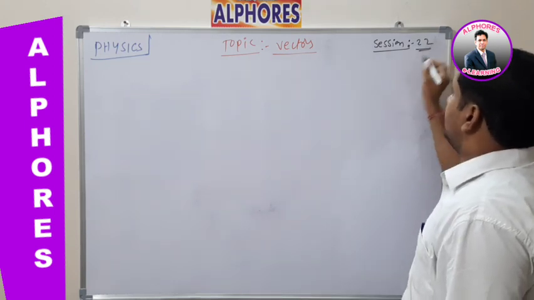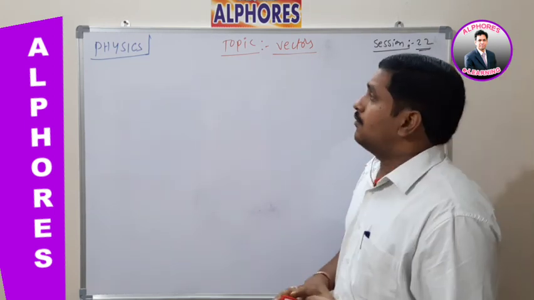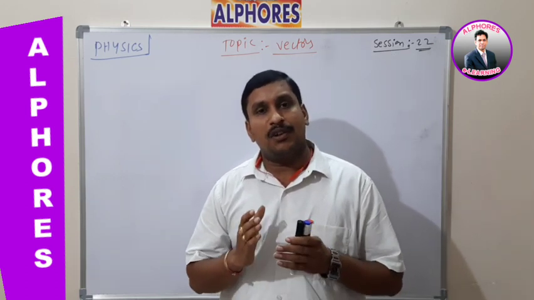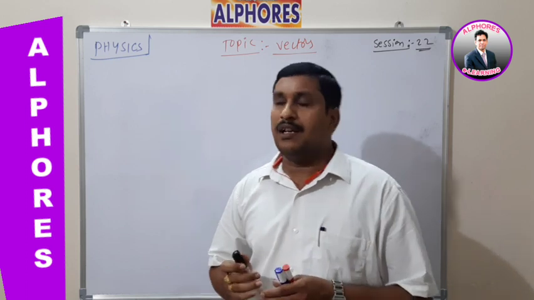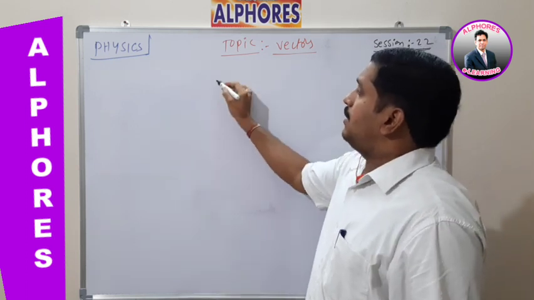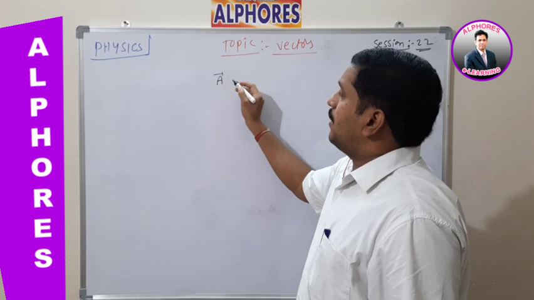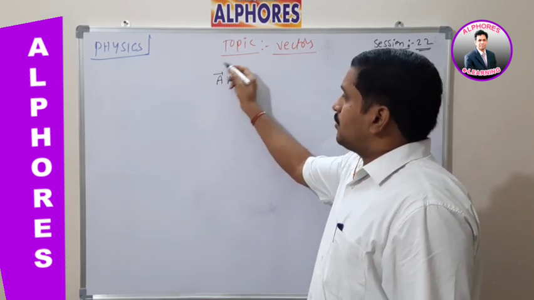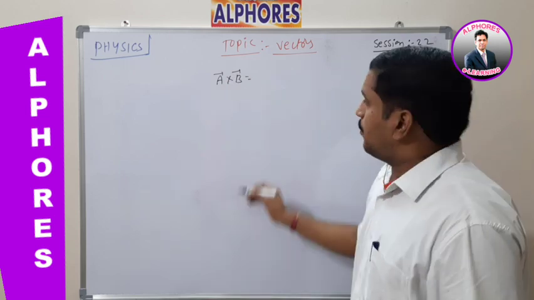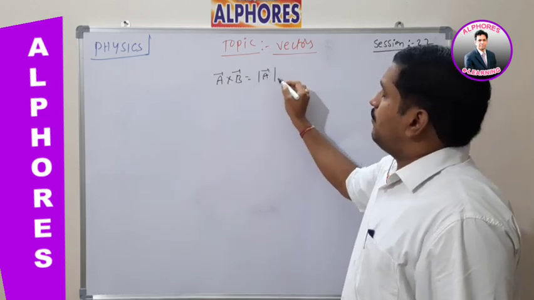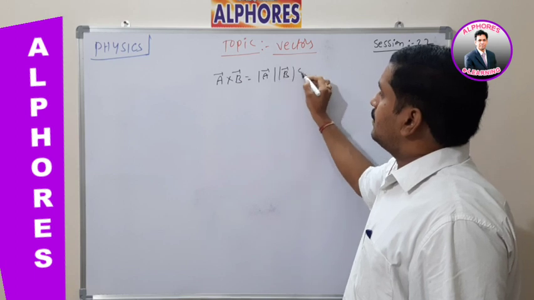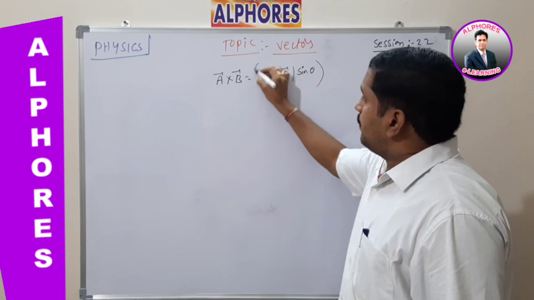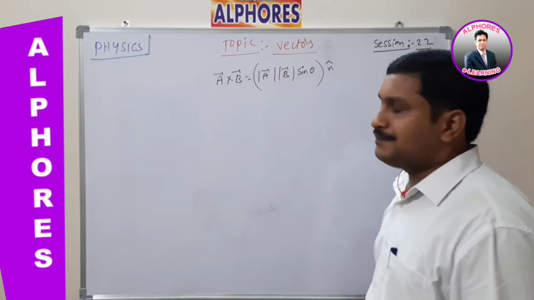Session number 22. Yesterday, we learned the concept related to the cross product of two vectors. What is the value of the cross product of two vectors A bar and B bar? The cross product of these two vectors is nothing but the product of the magnitudes of both vectors and sine of the angle between them, into some unit vector n cap.